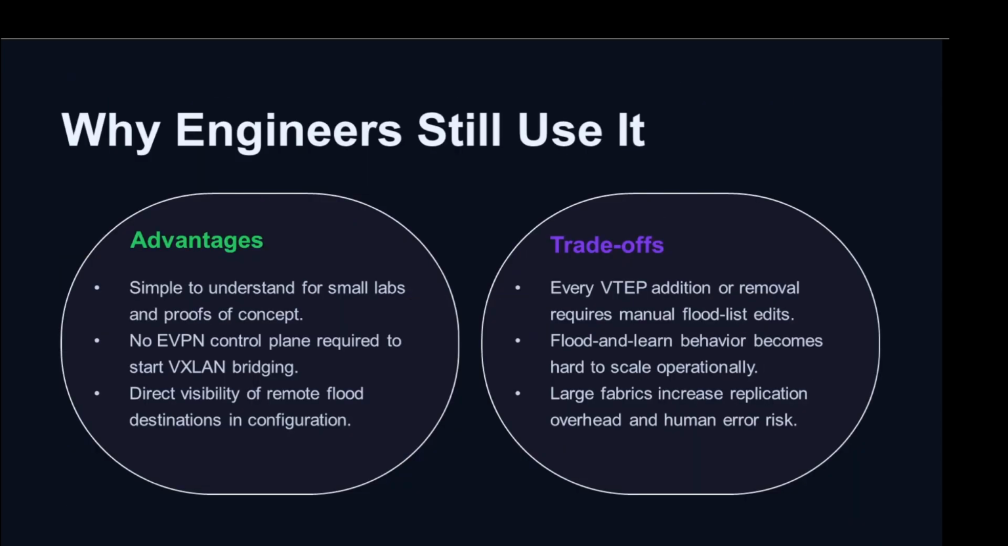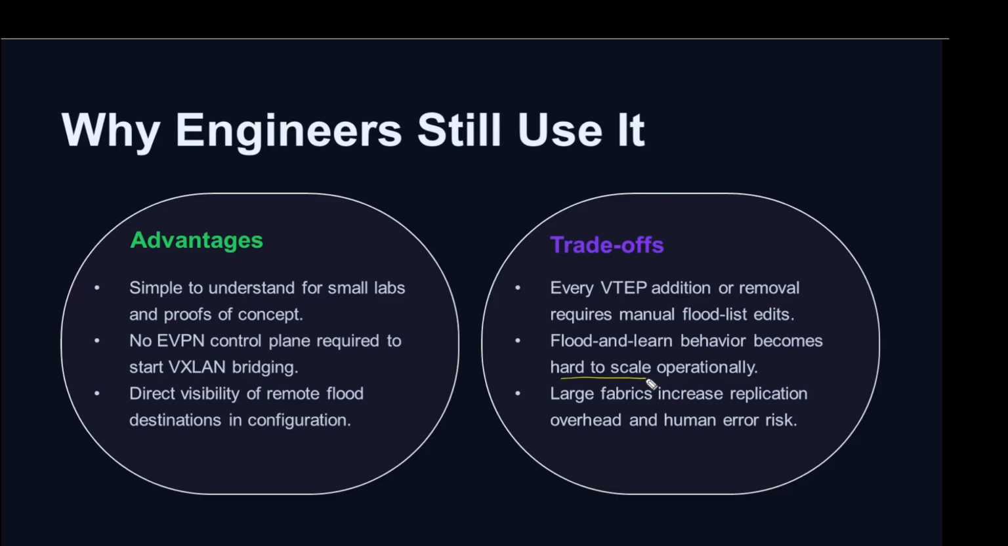The advantage of defining static flood lists under the VXLAN tunnel interface is that it's simple to understand for small labs or POC purposes, and there are not many moving pieces to configuring a static flood list. So static flood lists are comparatively simpler in terms of design as compared to BGP EVPN, where we dynamically advertise VTEP addresses into BGP. The trade-off here is that static flood lists require manual addition or removal of VTEPs when we add or remove VTEPs in our VXLAN domain.